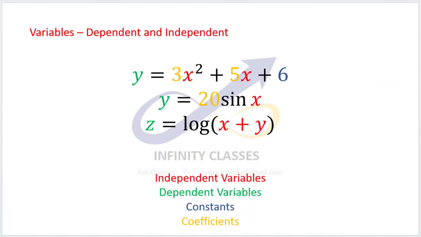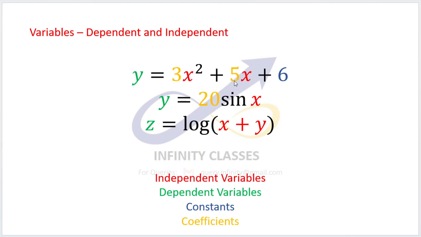Let me move ahead. Functions are generally dependent on independent variables and dependent variables. An independent variable is a variable which is going to take certain values. So x in this case, the independent variable in all these three equations, represented in red, is going to take different values, and hence x is an independent variable. y is a dependent variable. y is dependent on x.